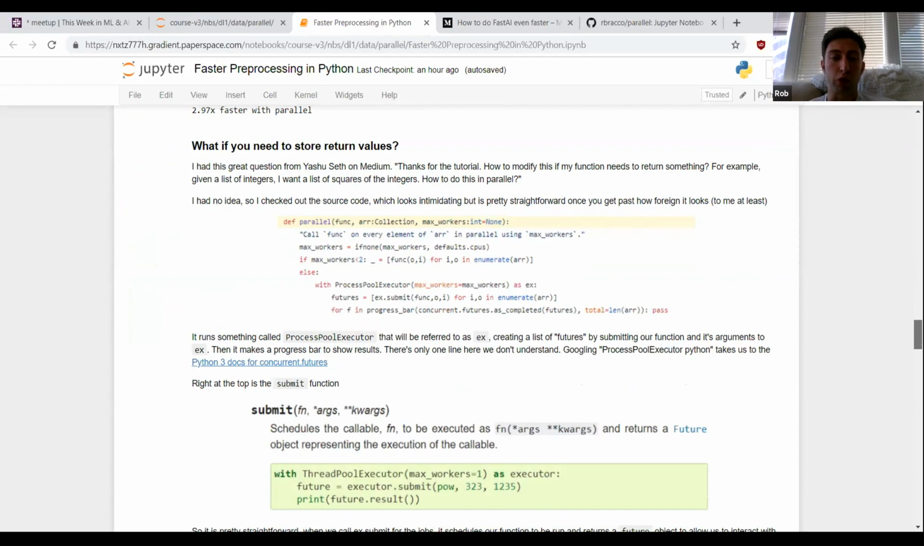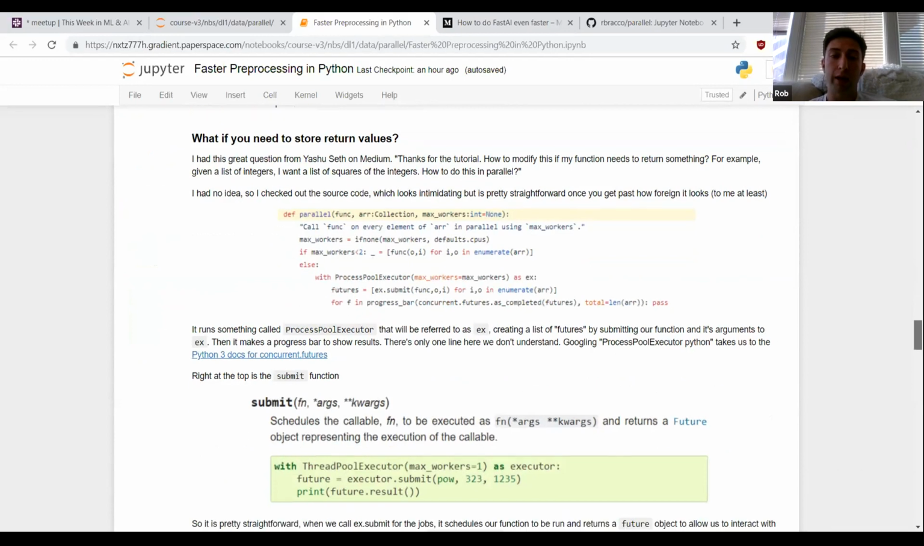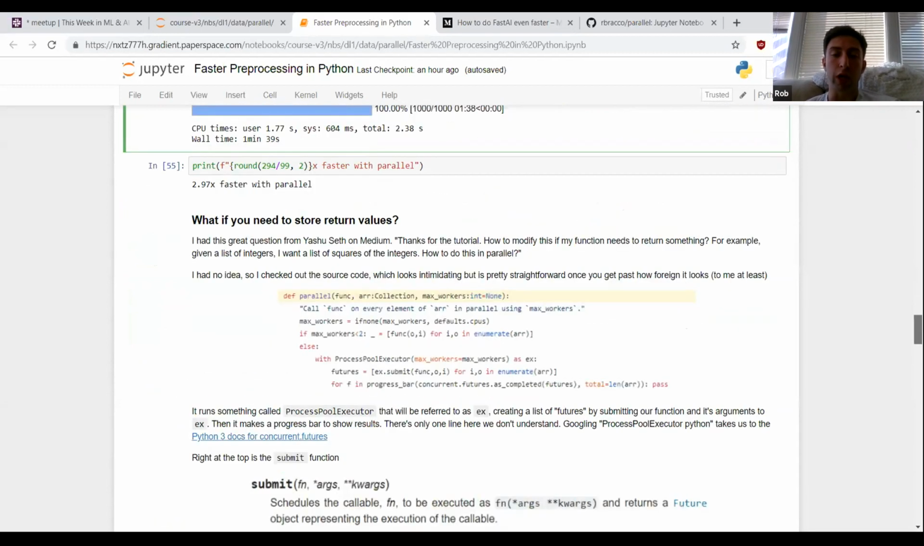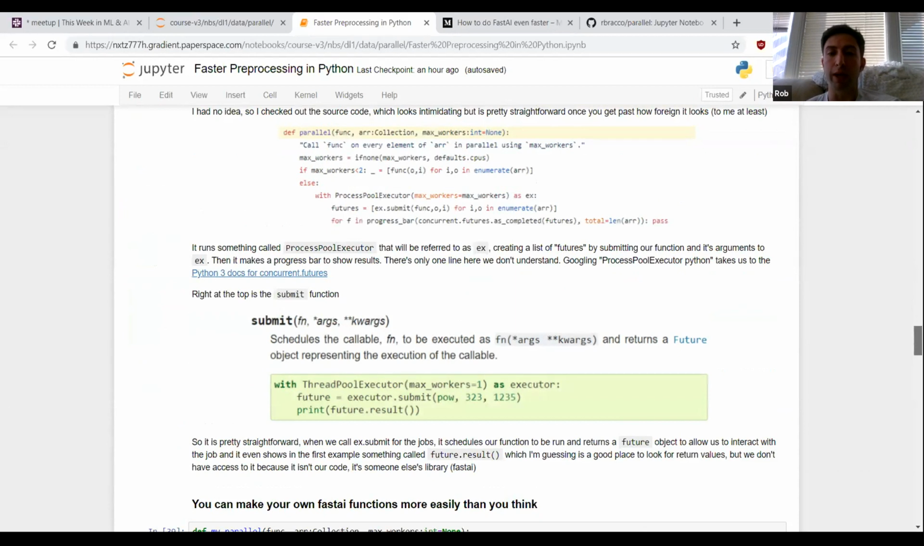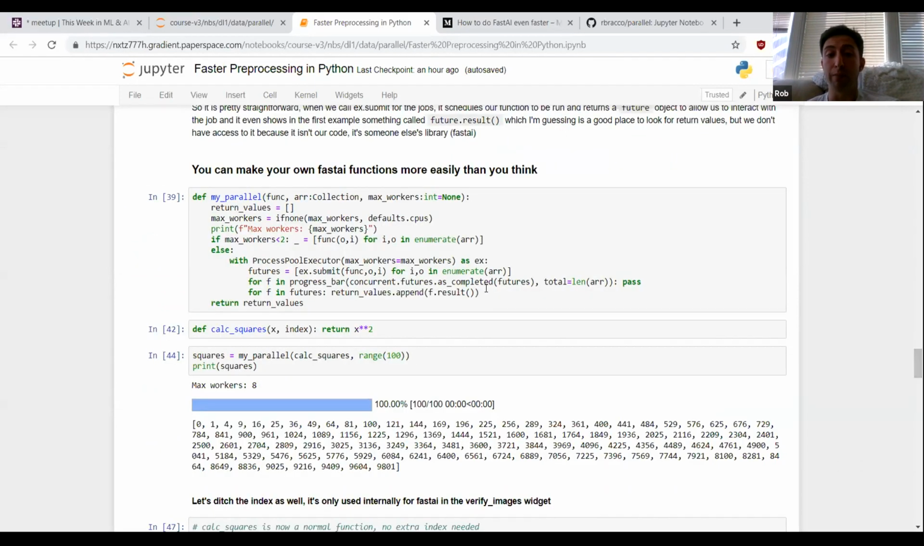The last thing I'll breeze through really quickly is what if you need to store return values. And I really recommend going through this if you're not that comfortable playing with the Fast.ai code base, because to me it looks really intimidating, but every time I end up copying a function out or playing around with it, it's really, really accessible. Like this source code here at the top of the page looks like gibberish to me until I break it down line by line, and then I see that it's mostly just syntax, and it's actually really quite simple.